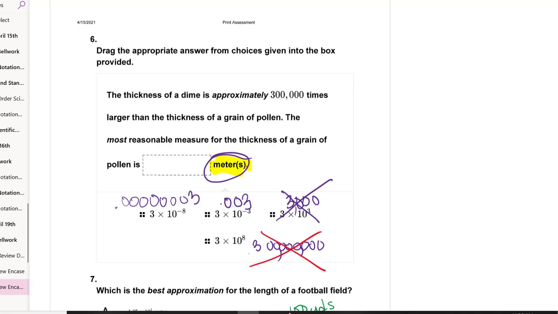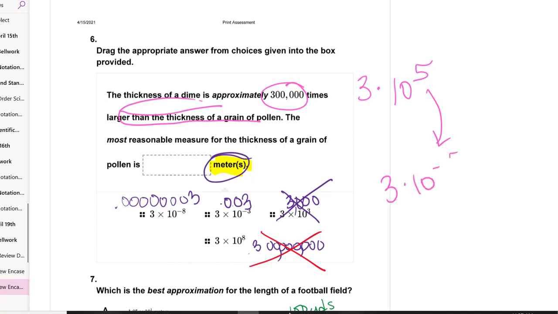Now, the thing that I found particularly tricky about this question is that if I took this and wrote it in scientific notation, it would be 3 times 10 to the positive 5th. But because it gives us the thickness of a dime, and we've got to think about the fact that the pollen is going to be smaller than that, we're actually going to go smaller. What is going to be smaller than 3 times 10 to the negative 5th? There's only one that's going to be smaller than that, and that is 3 times 10 to the negative 8.